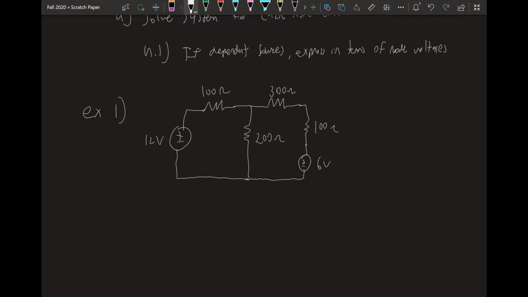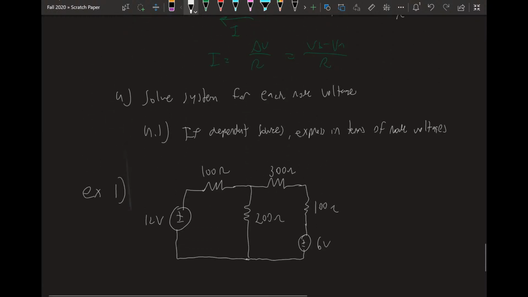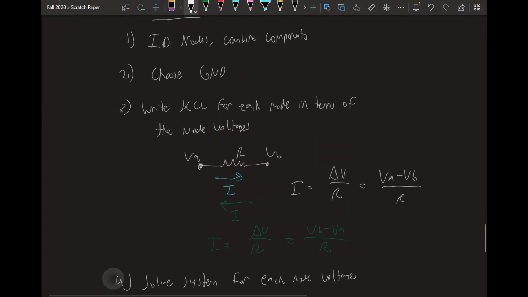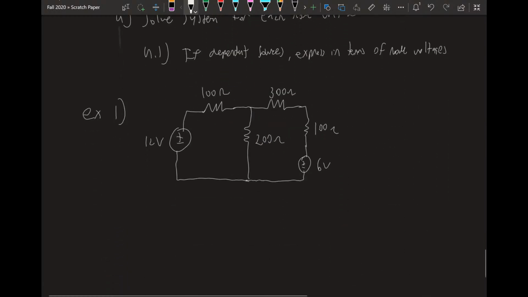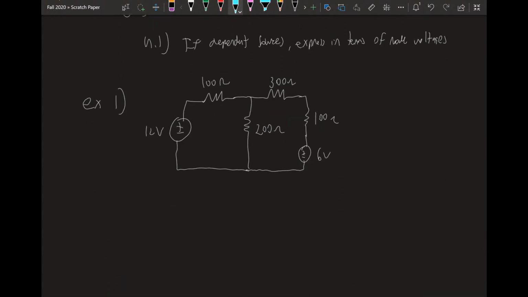Okay, so this is the problem. I don't have a problem statement, but basically find node voltages using node voltage method. So to start, my step one, if we remember, was to ID the nodes and combine components. So I'm going to do that. I'm going to say, okay, here is node A, here is node B, here is node D.